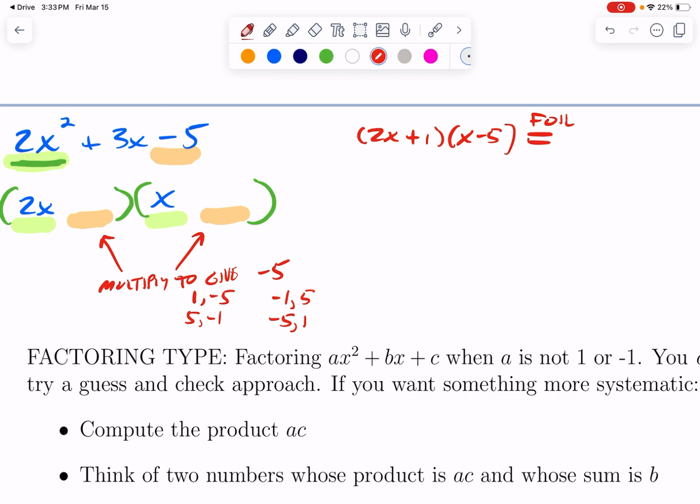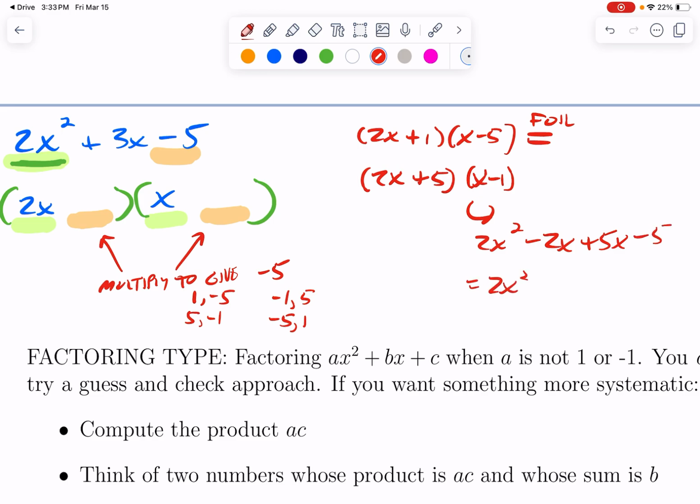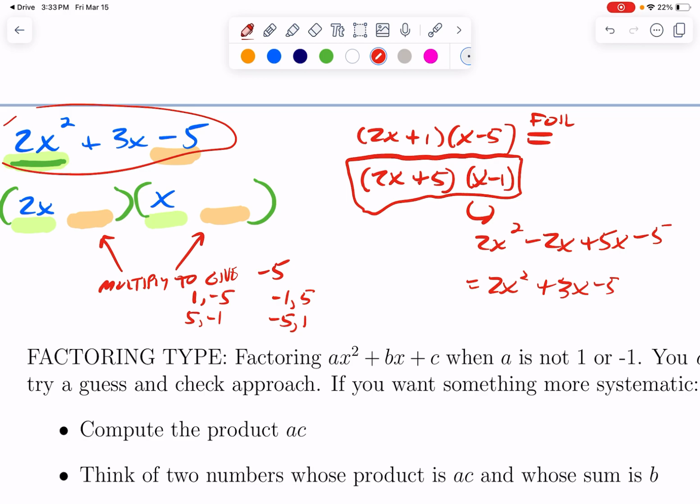You won't. You could try the next combination: 2x plus 5 times x minus 1. If we FOIL that out, we get 2x squared minus 2x plus 5x minus 5, which does work. So here we got pretty lucky in that the second thing we tried works.